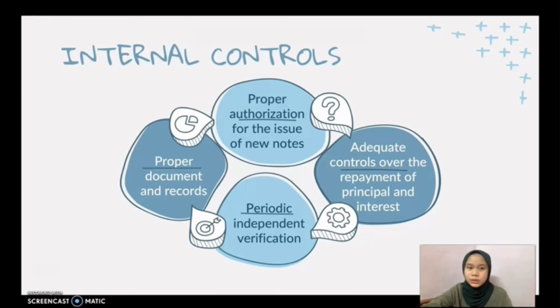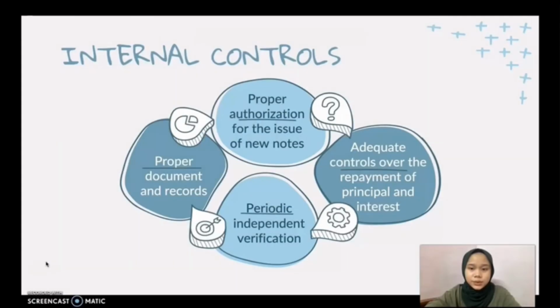Basically, there are 2 proper authorized signatures required for all loan agreements, covering the stipulated amount of loan, the interest rate, the repayment terms, and the asset pledge. When the notes are renewed, they need to be subject to the same authorization process as those for the issuance of new notes.